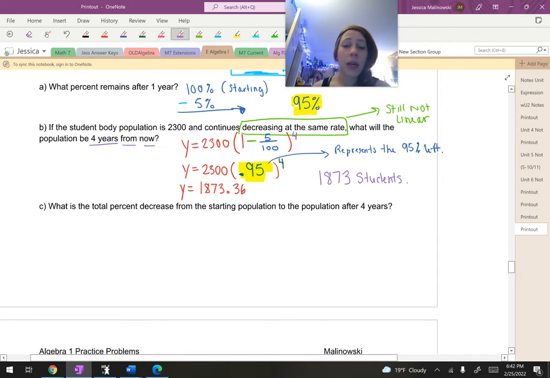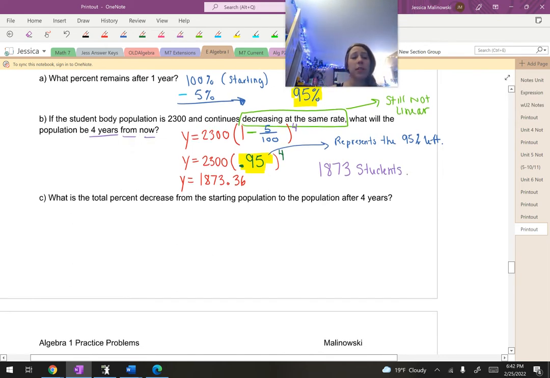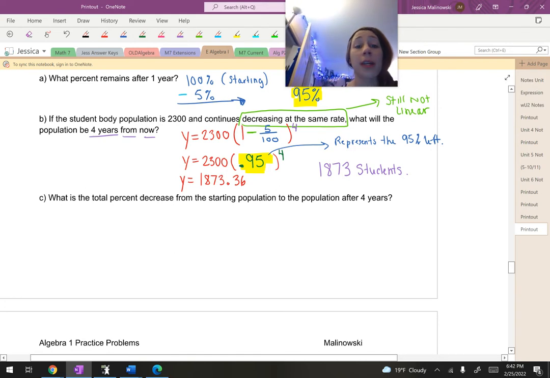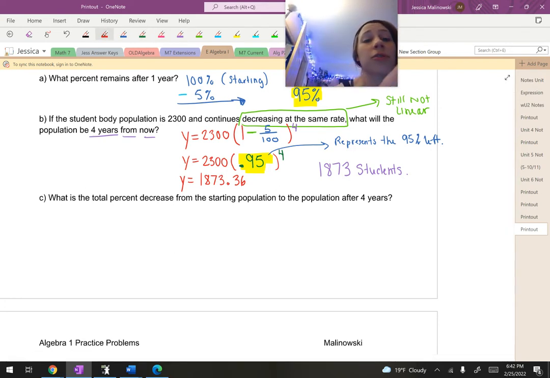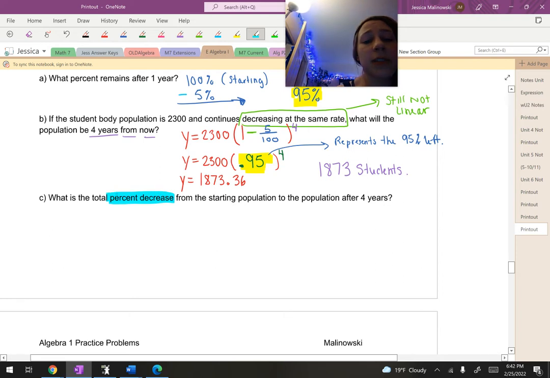Boom. And last but not least, what is the total percent decrease from the starting population to the population after 4 years? Okay, so this is important because we struggle with this a lot. You see this question and you're not really sure what formula to use, and never fear, I'm here to help you with that. When it asks about a percent decrease or increase, this is telling you to use the percent change formula.